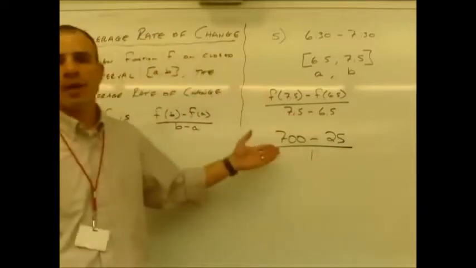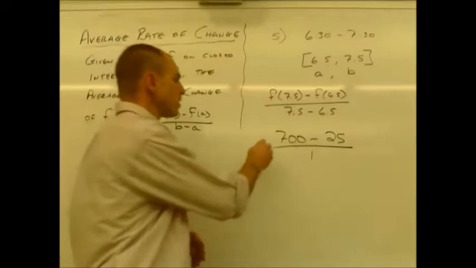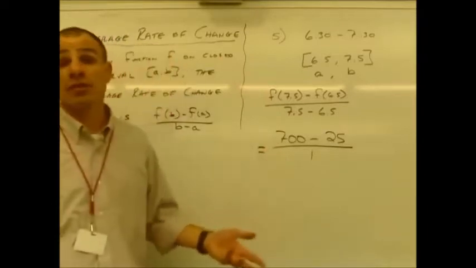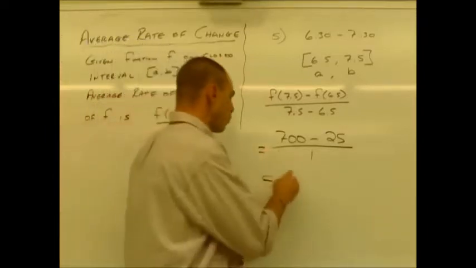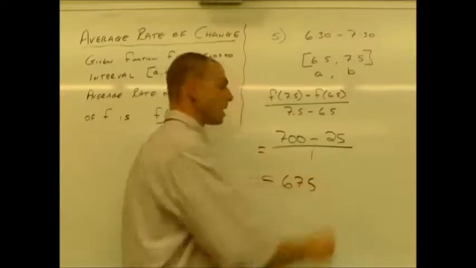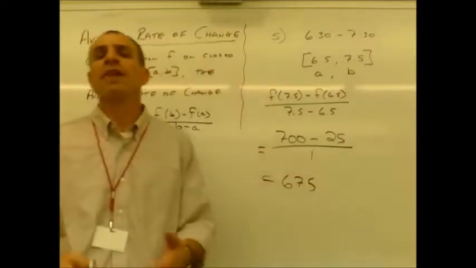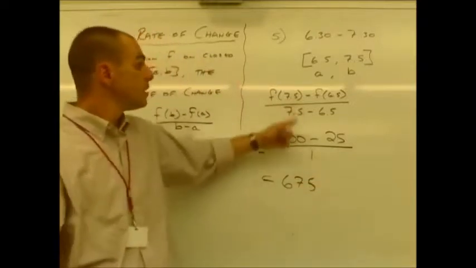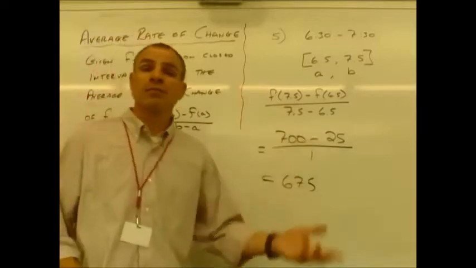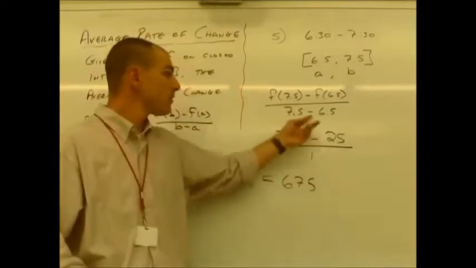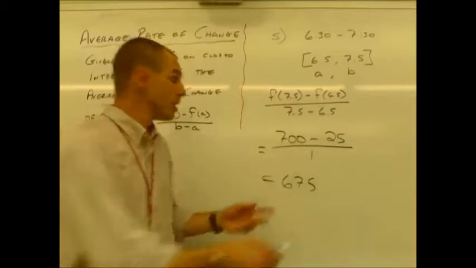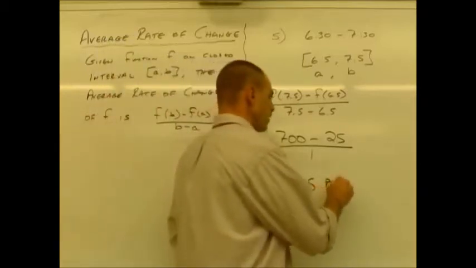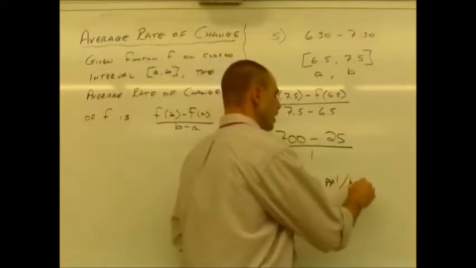So now we just simplify this ever so little. We have 700 minus 25, so that's 675, divided by 1 leaves us at 675. 675 what? Well, the 675 is in terms of people, and the 7.5 and the 6.5 are in terms of hours. So this is 675 people per hour.